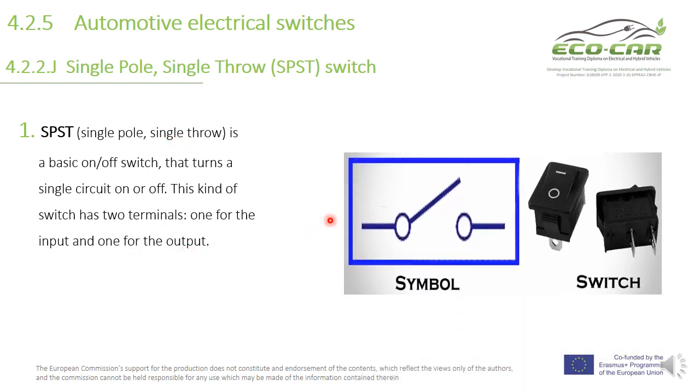As you see here in this figure, this is the symbol of a switch. We have here a single pole and here is a single throw. This is the shape of a switch with two terminals. This is a single pole, single throw switch. Here is one input terminal, and we have here one output terminal.